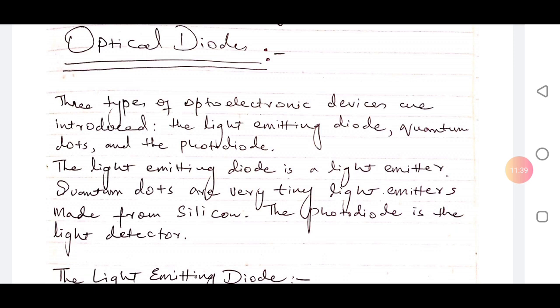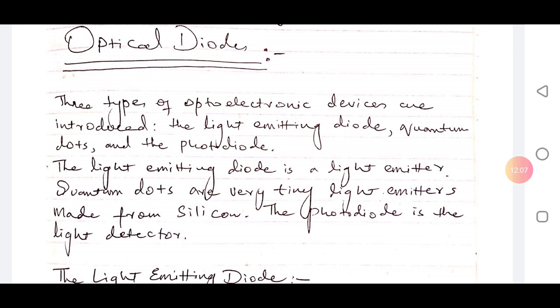The light emitting diode is a light emitter. Quantum dots are very tiny light emitters made from silicon. The photodiode is the light detector. So, what we are saying in this sentence, let's explain it. The light emitting diode is a light emitter.